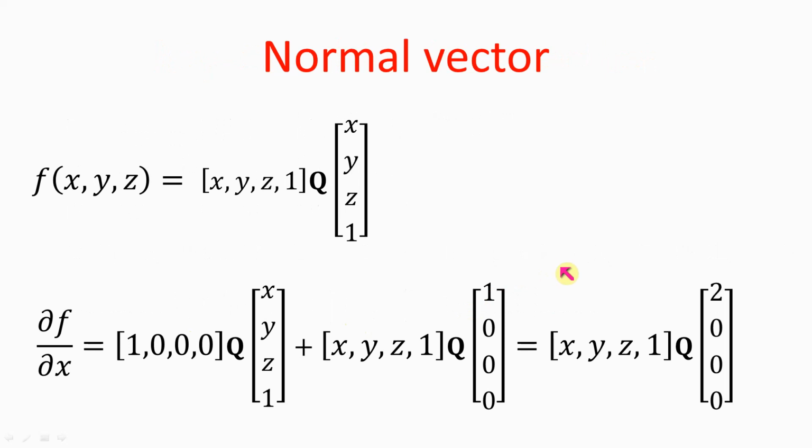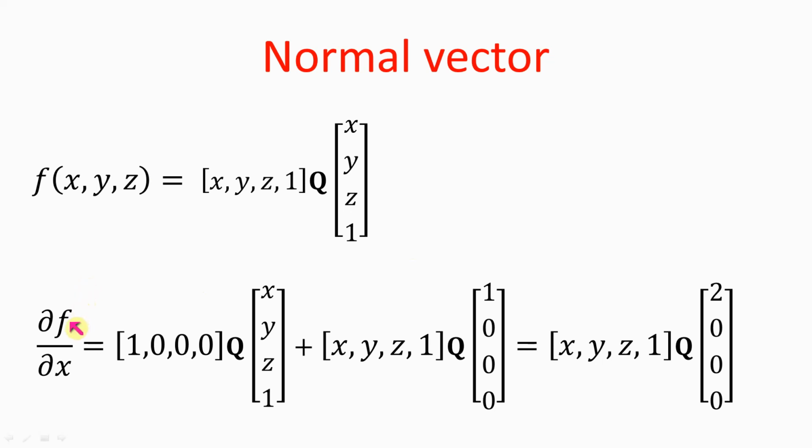So why is it true? Let's calculate the gradient of this quadratic form. The gradient means that we calculate the partial derivatives with respect to x, y, and z, and these 3 partial derivatives will form a 3-element vector, which is called the gradient of implicit function f.